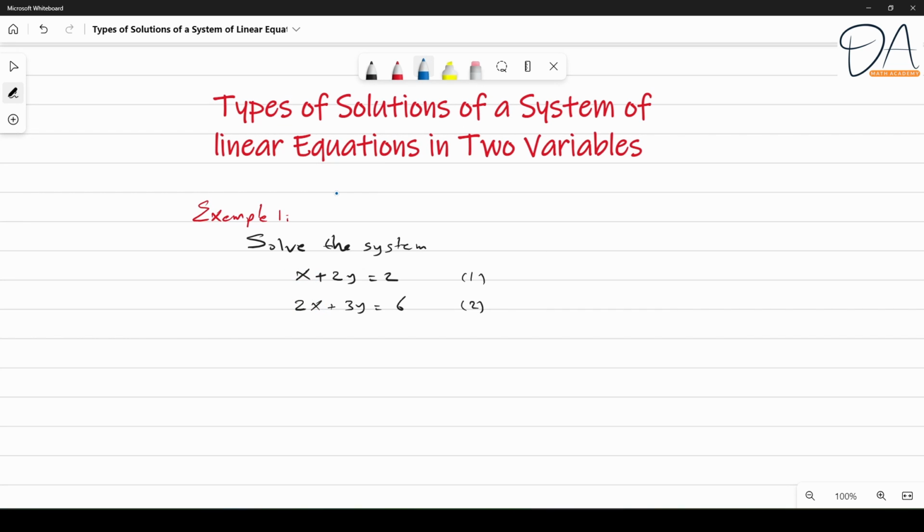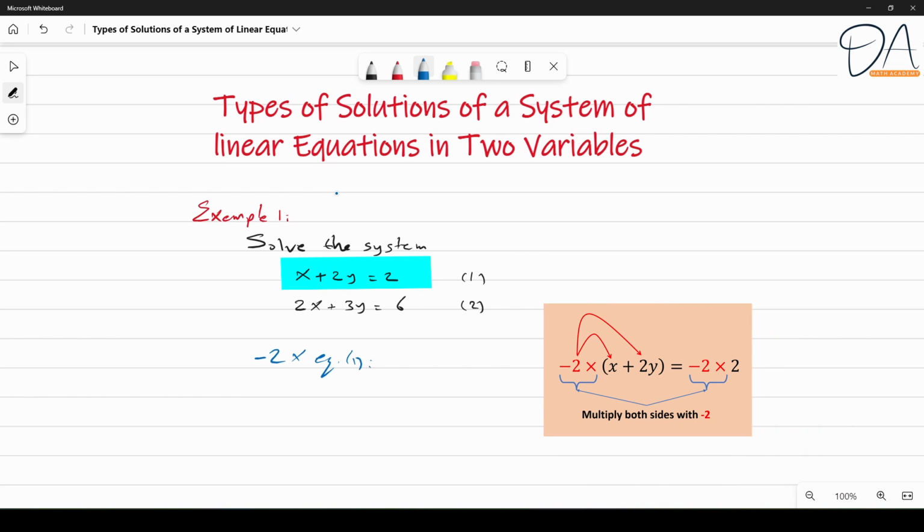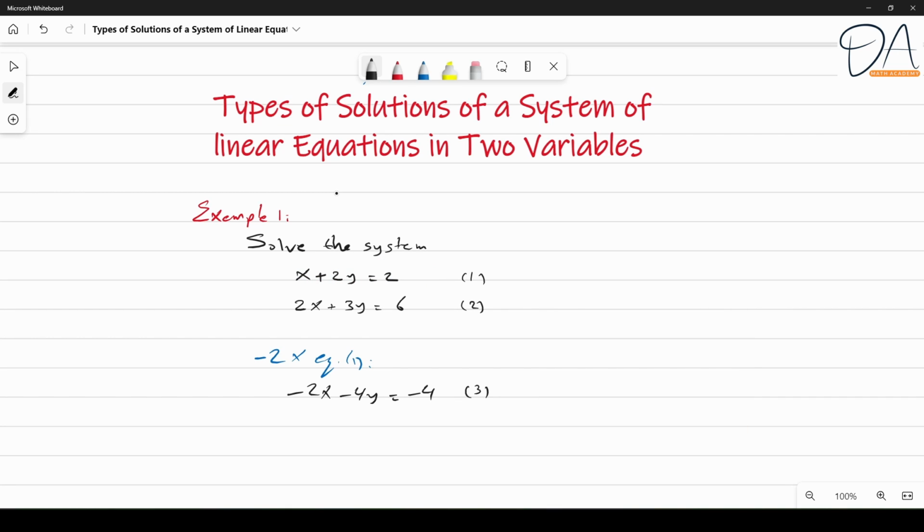To do that, I can multiply the first equation by minus 2. So minus 2 times equation number 1. We're going to multiply both sides of the first equation by minus 2. So we get minus 2 times x, that gives you minus 2x, plus minus 2 times 2y, that gives you minus 4y, equal to minus 2 times 2, that is minus 4. Let's call this equation 3. Now we can add equation 2 and 3 to get rid of x. So I take equation 2 and add it with equation 3.